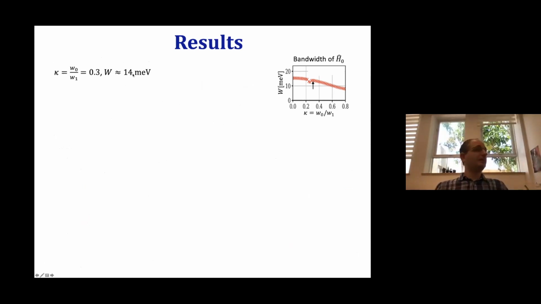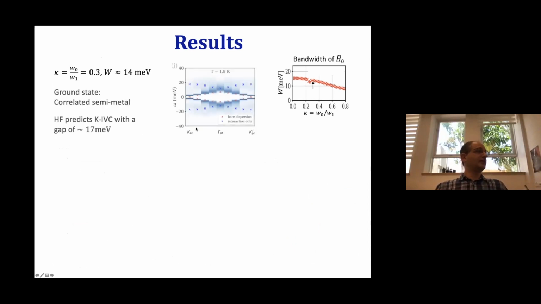When you increase the bandwidth to 14 millivolts, the system is actually a semi-metal. We call it a correlated semi-metal. There are still signatures of strong correlations in this state. But interestingly, if you do a Hartree-Fock calculation for the same parameters, it would actually still predict an insulating KIVC state with a huge gap. So Hartree-Fock really exaggerates the tendency towards ordering, as you might expect.